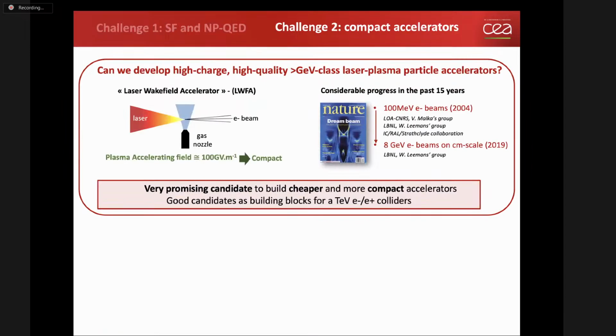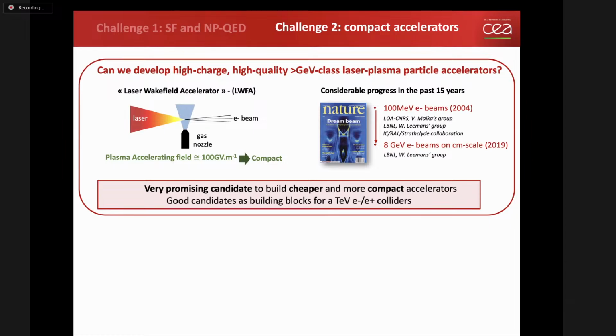The second challenge is, can we develop high charge, high quality GeV class laser plasma particle accelerators? The most famous of laser plasma accelerators is the laser Wakefield accelerator, which can be obtained by focusing a high power laser into a gas jet. In this, you generate a plasma structure, a bubble that can hold a really huge electrostatic field of around 100 gigavolt per meter, and that can accelerate electrons. So you can have electrons trapped in this structure and accelerated to relativistic energies over centimeter scale.